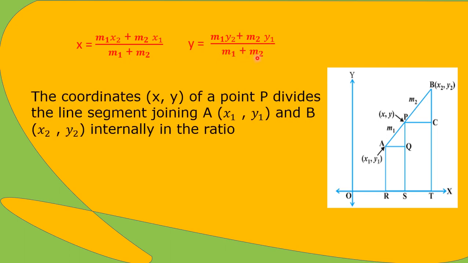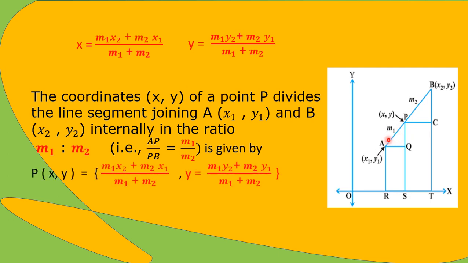Now the coordinates of this point P, which divides the line segment AB in the ratio M1 to M2, are given by M1x2 plus M2x1 upon M1 plus M2, and M1y2 plus M2y1 upon M1 plus M2. So this is the section formula. I hope you understand how to find the section formula. In the next session we will solve some problems based on the section formula.